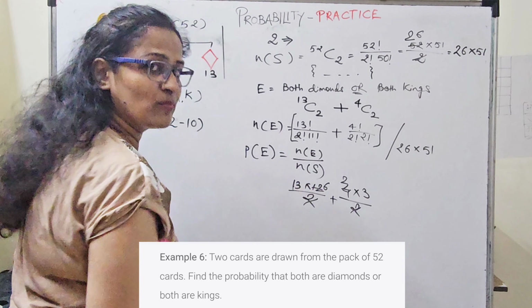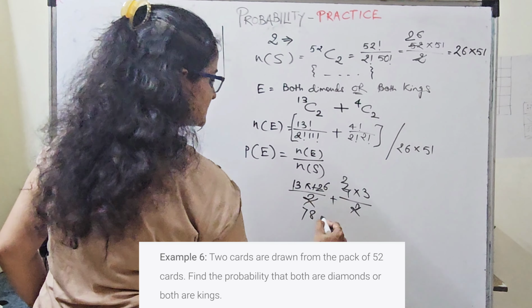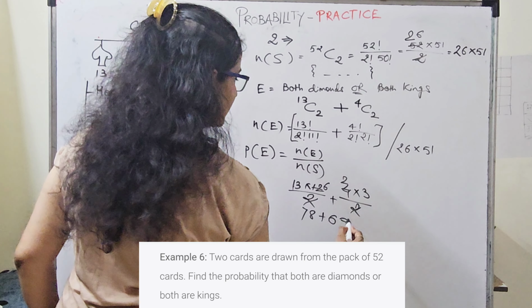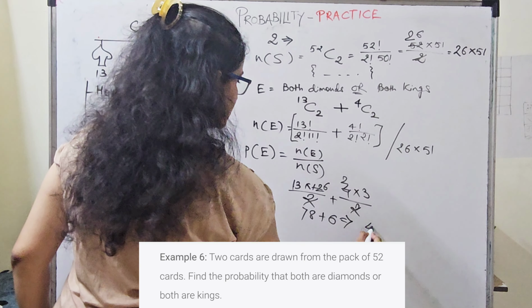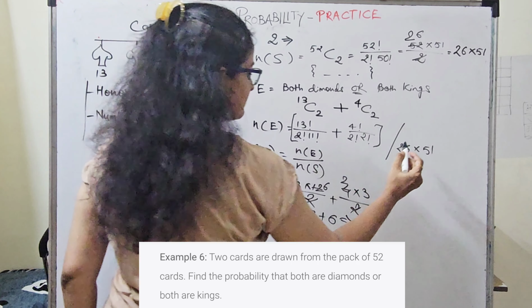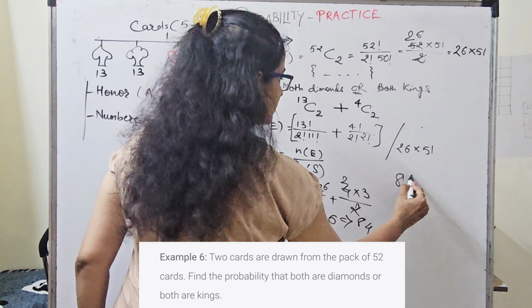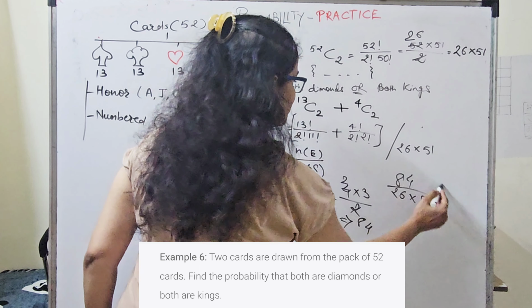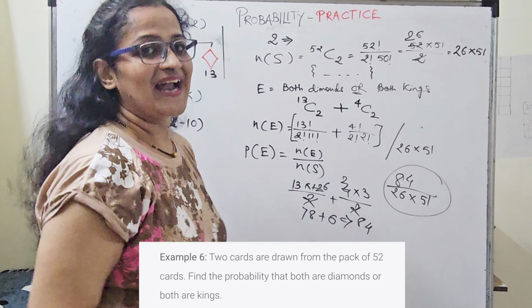13 into 6 is how much? 78. Yes, plus this is 2 3s are 6. So 78 plus 6 is how much? 84. So this is nothing but 84 divided by 26 into 51. Now you do this final calculation and that is your answer.